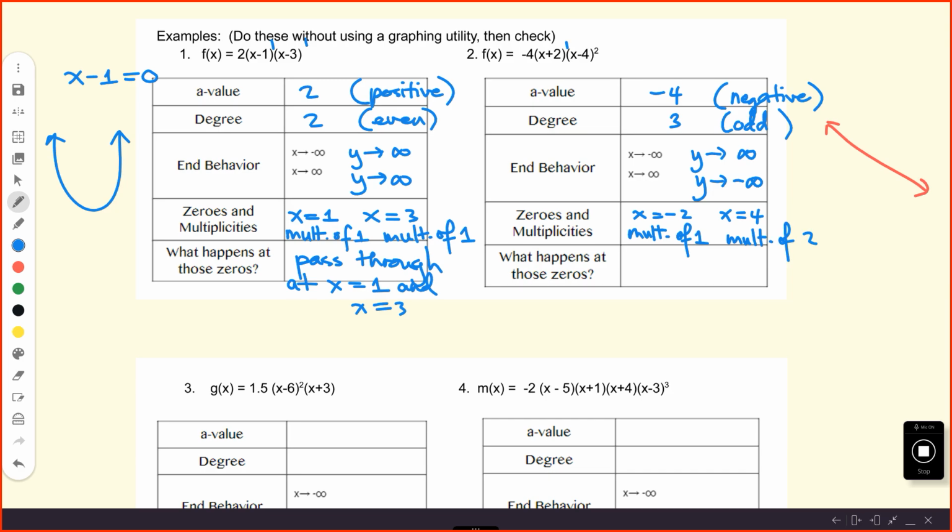Okay, so we would have two different behaviors, right? So what is the first behavior? It passes through, because of the multiplicity of 1. The graph will pass through at x equals negative 2. And then the graph will bounce at what? At x equals 4. Okay?